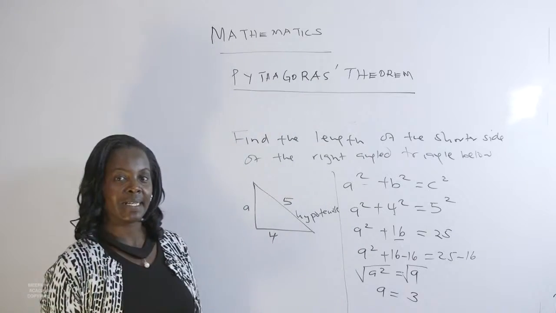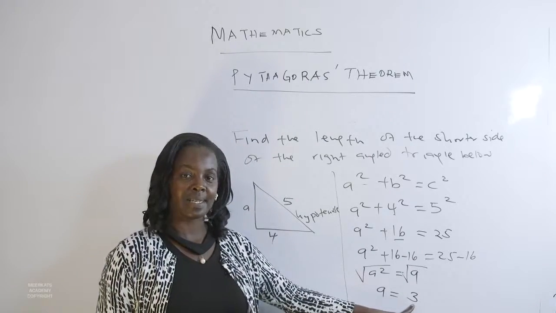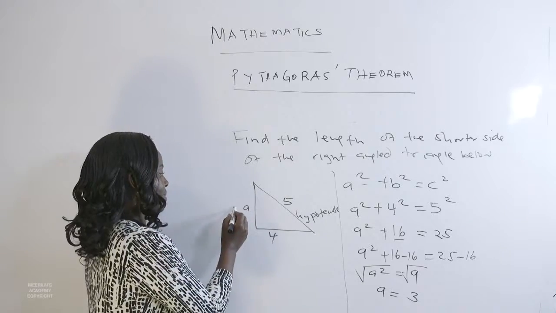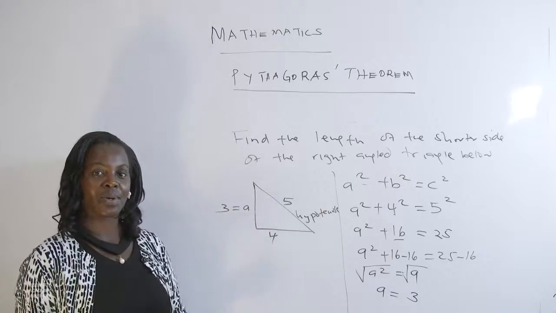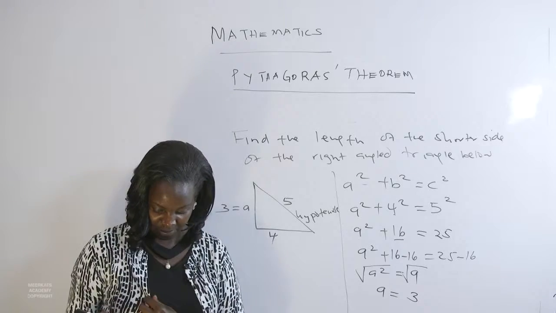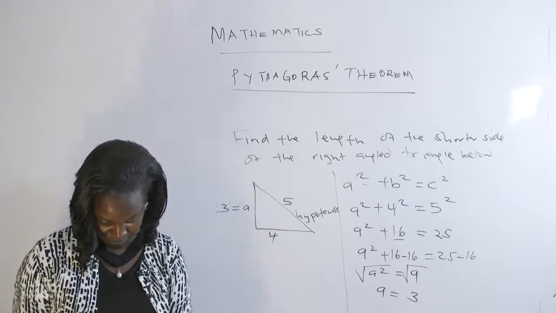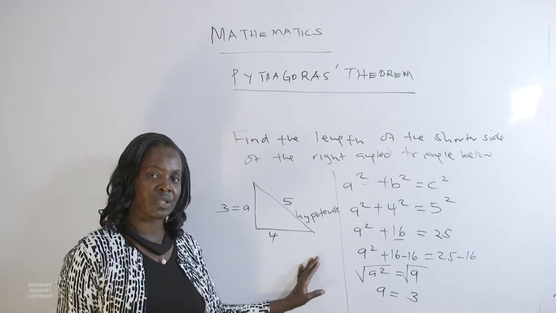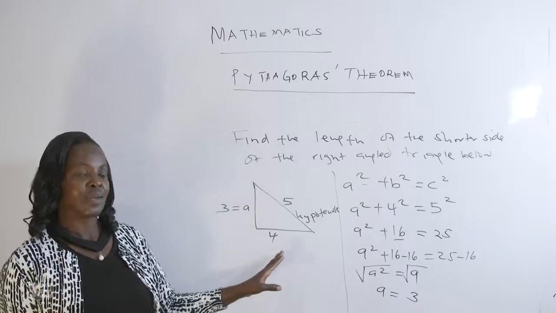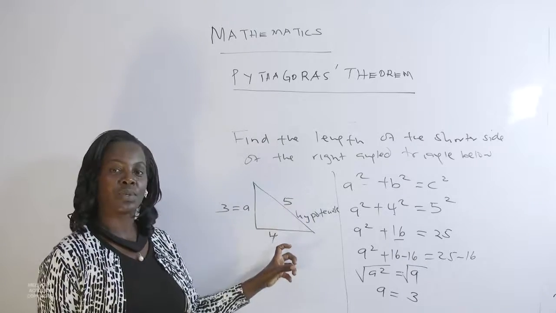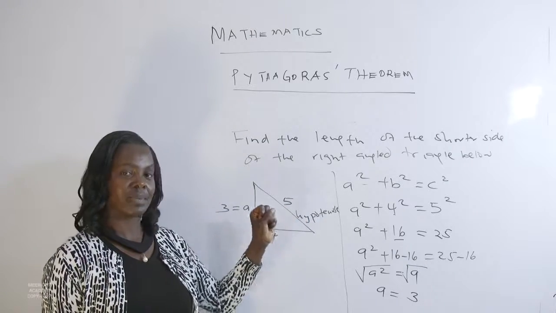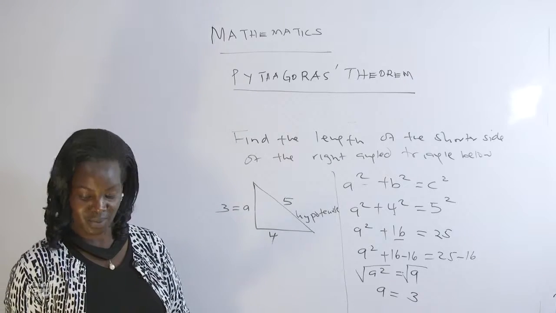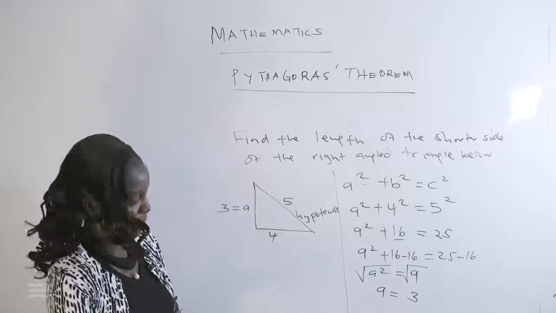What is the square root of 9? That will give us 3. So our A is equal to 3. So when you're finding the length of the shorter side, you are supposed to write the equation, then substitute the values that are known, and calculate the values that are not known.